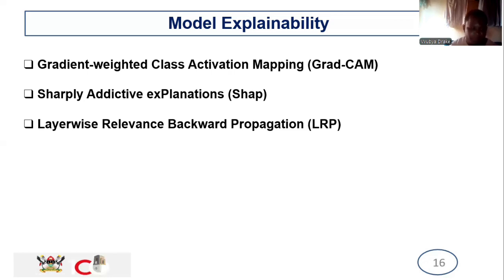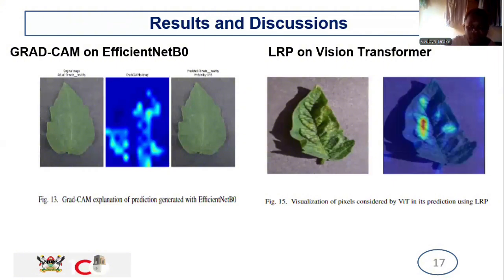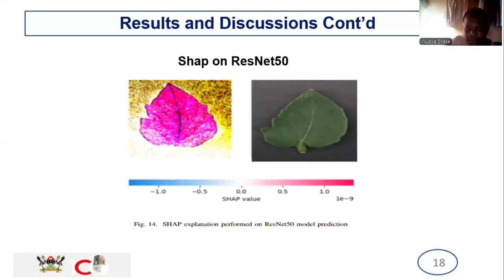So LRP propagates the output backwards through the model network, calculating the relevance from output to input neurons, showing the most relevant features and visualizing them in a feature map. So we used Grad-CAM on EfficientNet, showing the regions that contribute to the model's prediction, then LRP on Vision Transformers, and SHAP on ResNet 50. SHAP shows the regions that most contributed to the model's prediction.